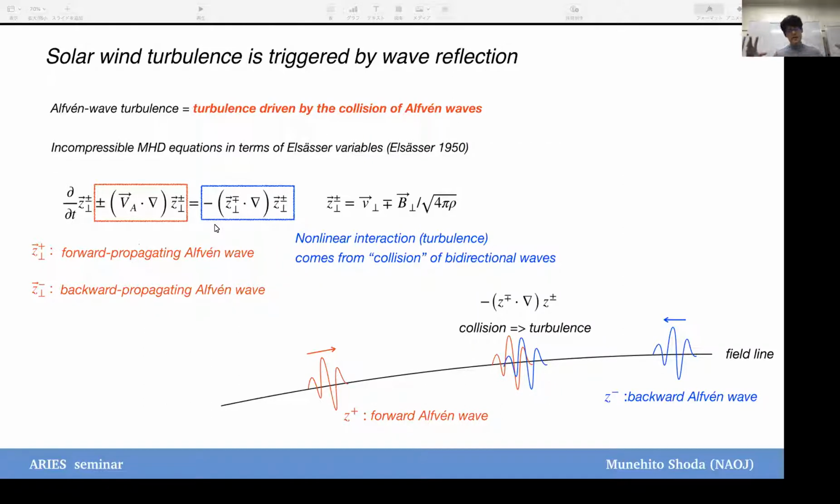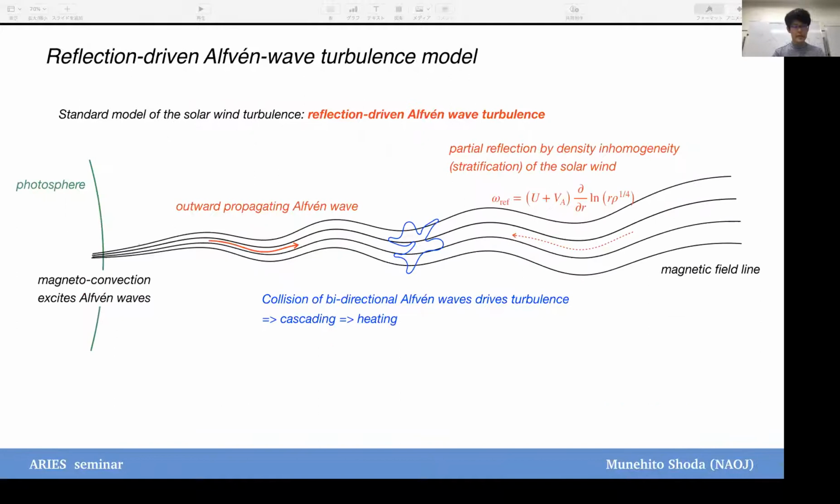If you have a collision of bidirectional Alfvén waves, then you can trigger the turbulence by Alfvén waves, which is called the Alfvén wave turbulence. So by combining the idea of reflection and Alfvén wave turbulence, we have a kind of standard understanding of the solar wind turbulence, which is called the reflection-driven Alfvén wave turbulence model.